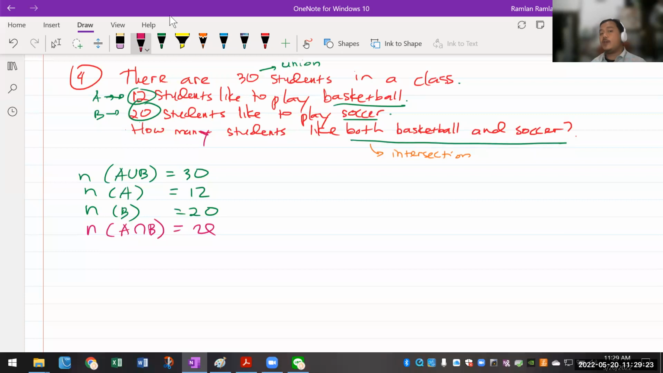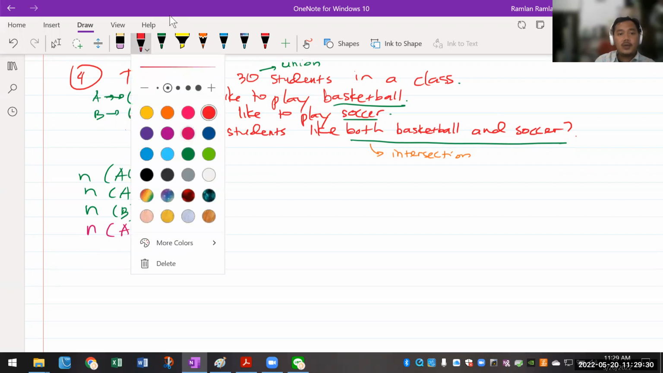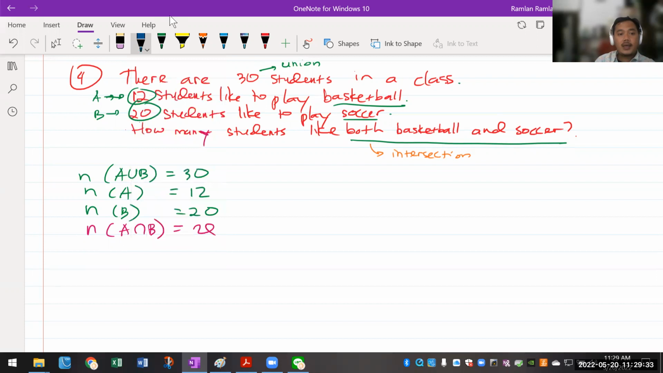And then we also have the formula, so let's just write down the formula first. I'm going to rewrite the formula over here, guys. That will be N(A ∪ B) = N(A) + N(B) − N(A ∩ B). This is why it is very important for you guys to write down the formulas, so you can keep track of the things that you wrote, whether it's correct or not.